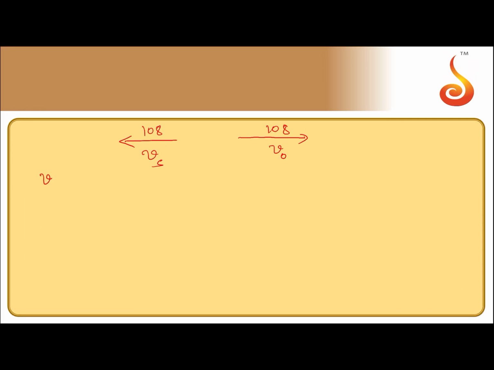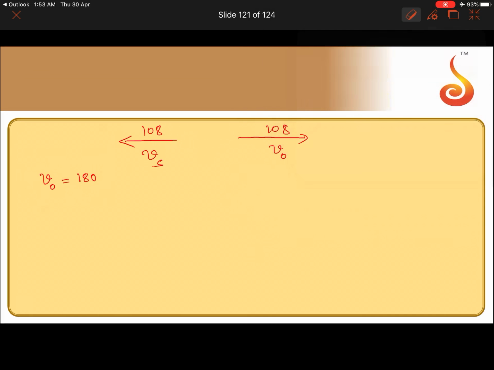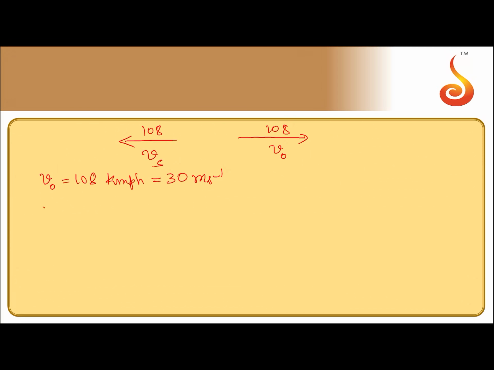So the source is going away from the observer. So the velocity of the observer is 108 km per hour. That will be equal to 30 meter per second. So the velocity of the source is also 30 meter per second. So both are moving here. Both are moving away from each other.